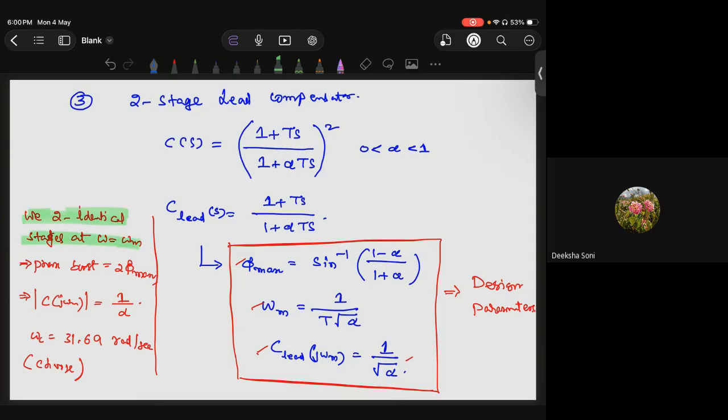So we need a phase boost of this much and a magnitude of this much, and we are choosing the frequency of 31.69. So we have to find alpha first, then we have to find T. So we have to find two things: find alpha and T. This is the requirement. First, let us find the alpha.